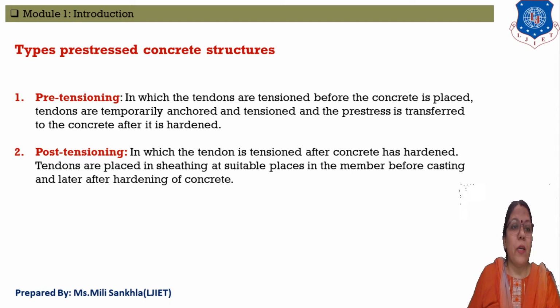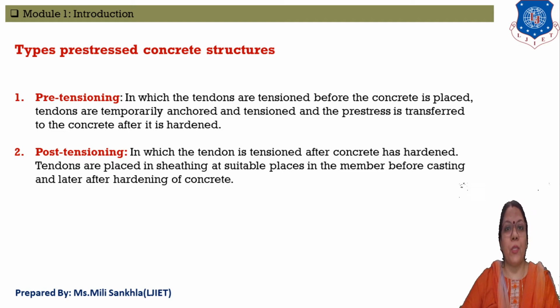First of all, there are two types of prestressed concrete, because prestressing of concrete is done by two methods. The first method is pretensioning and the second method is post tensioning. Now what is pretensioning? In pretensioning, the tendons are tensioned before concrete is placed.